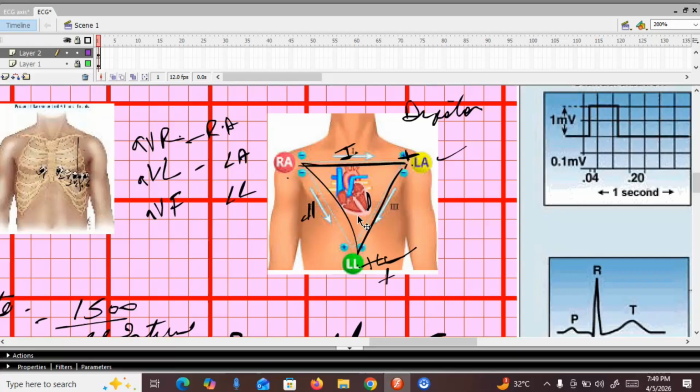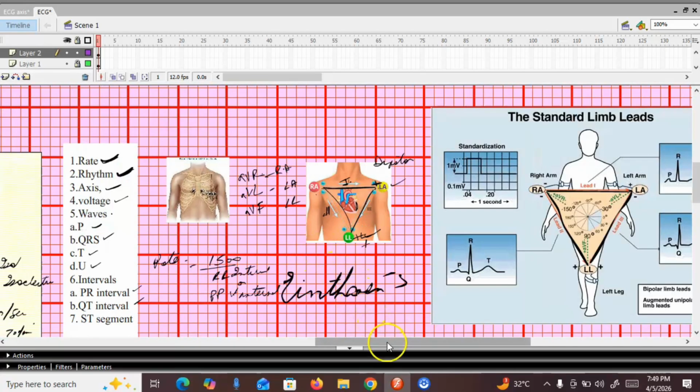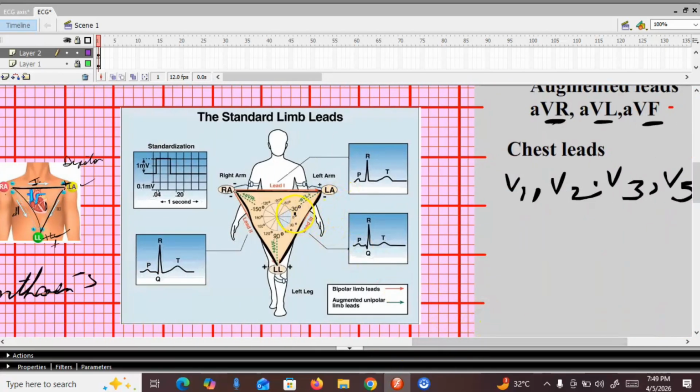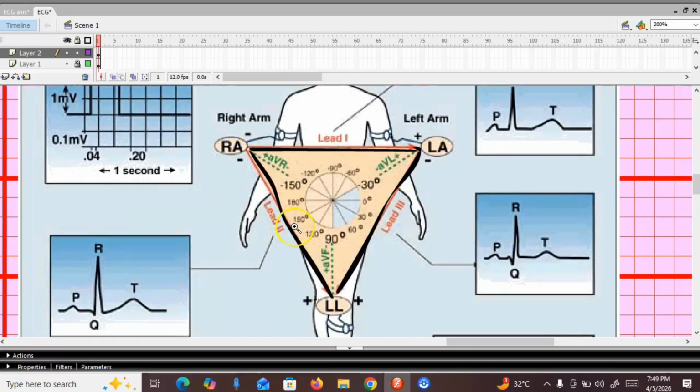Now we should know that the normal axis of the heart, as shown in this figure, is minus 30 to plus 90. Minus 30 to plus 90.